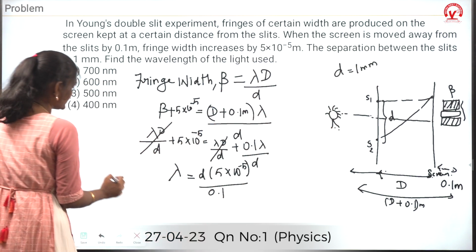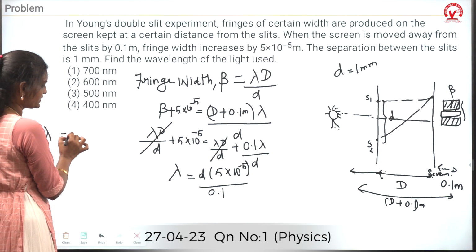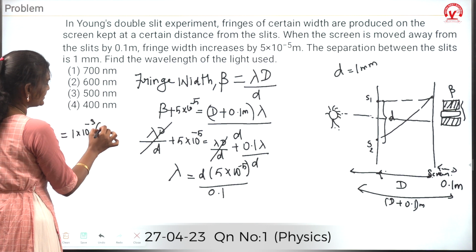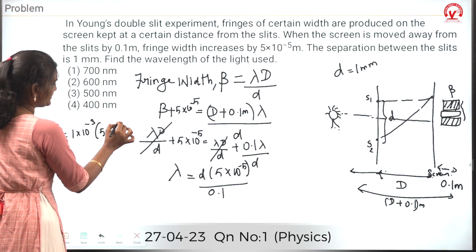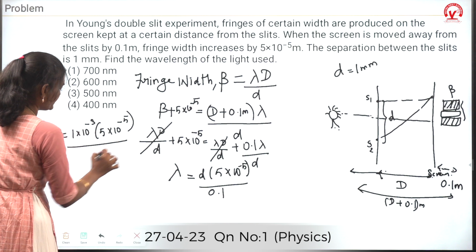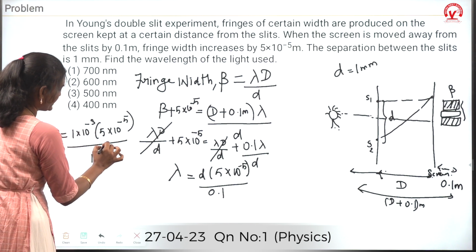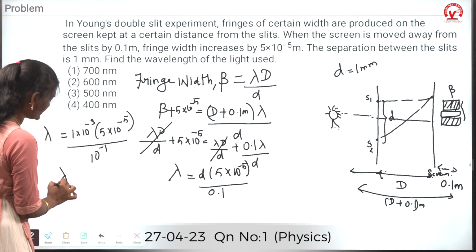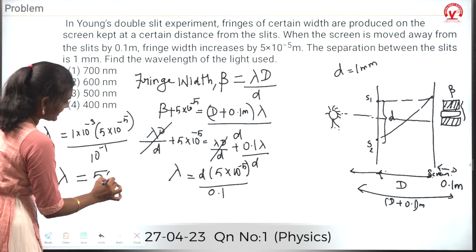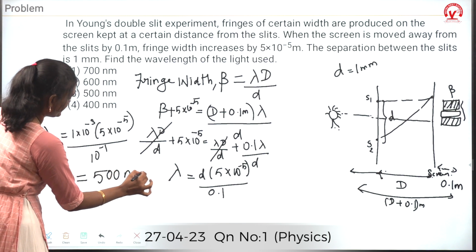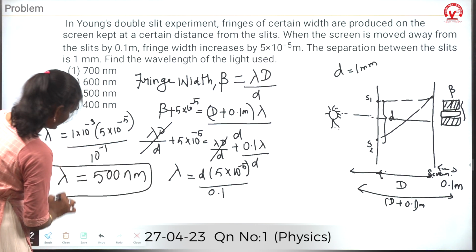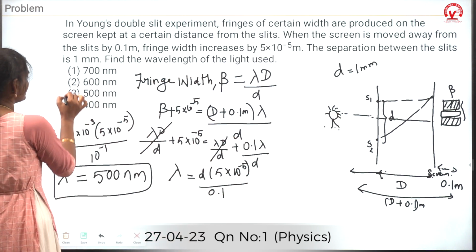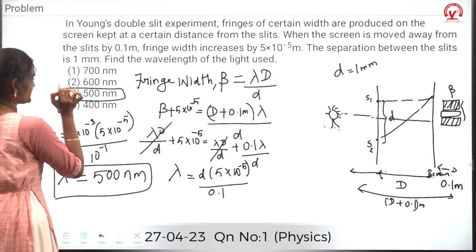Now this can be represented as lambda equal to d value 1 × 10^-3 times 5 × 10^-5 divided by 10^-1. When you cancel this, you will get the wavelength of light used as 500 nanometer. So the wavelength of light used here is 500 nanometer. Option 3 is the correct one.